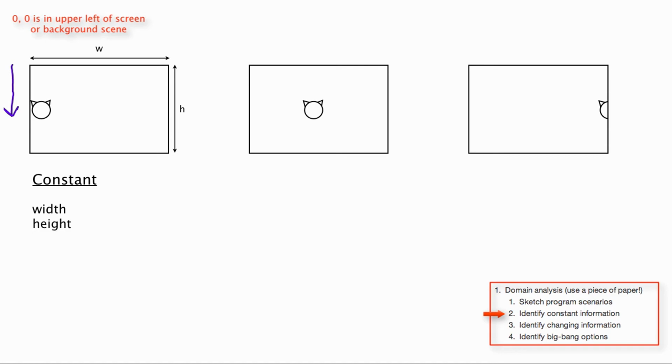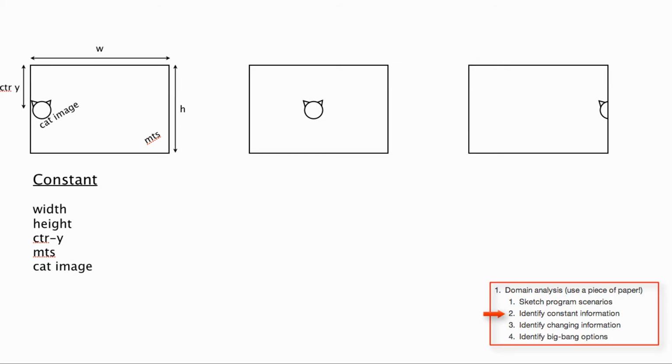So another constant thing is the cat's y. It kind of sits there at the center, so I'll just call that center y. What else doesn't change? Well, let's see, the background image itself doesn't change. We'll call that MTS. That's the abbreviation that the book uses. It stands for empty scene. And let's see what else doesn't change. Oh, the actual image of the cat doesn't change. So there's some things that don't change.